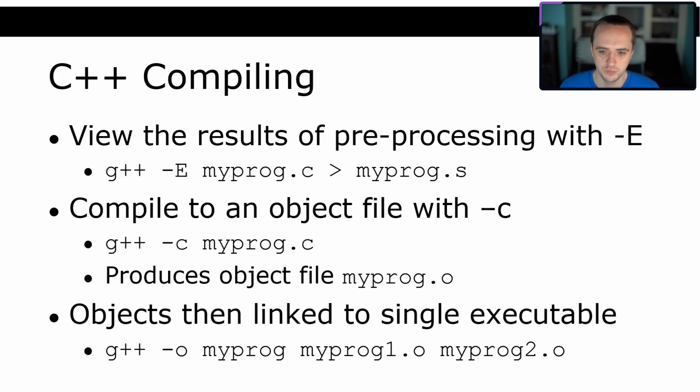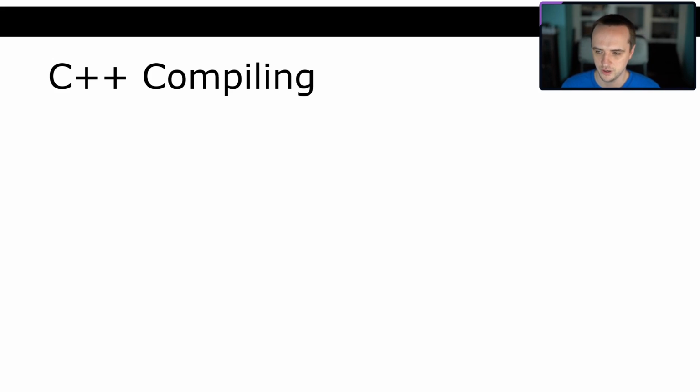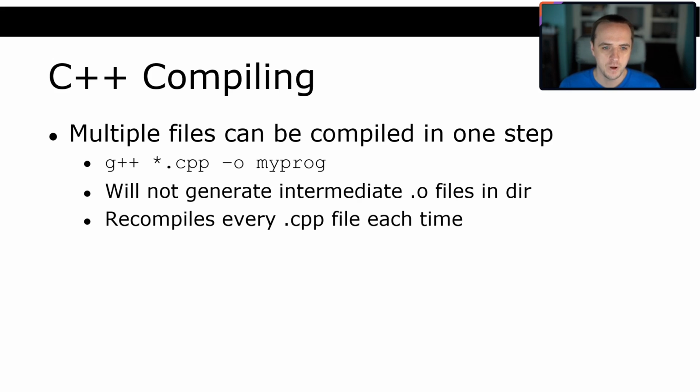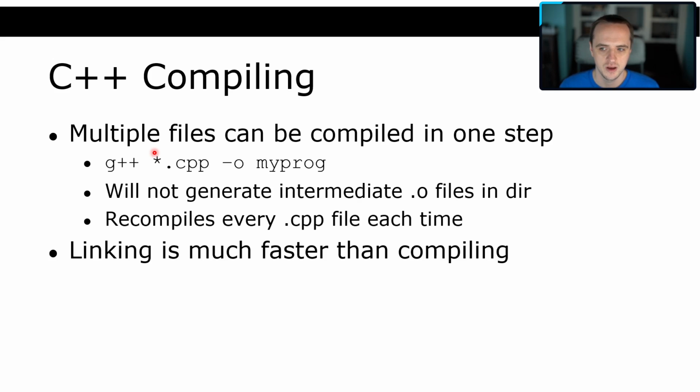It's not a super important part of this course because it'll just work for us. Okie dokie. So multiple files can be compiled in one step if you want to, and you can just say, hey, compile all of my C++ files just by saying *.cpp if you want to. That'll do all of it.